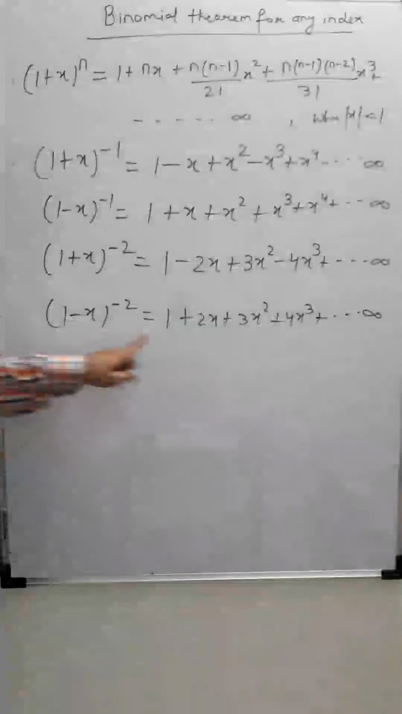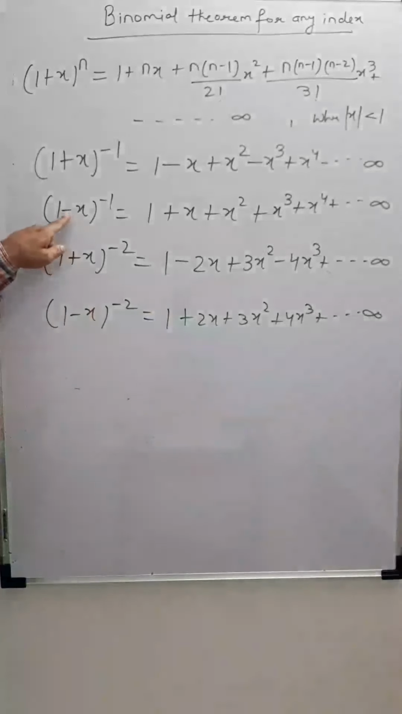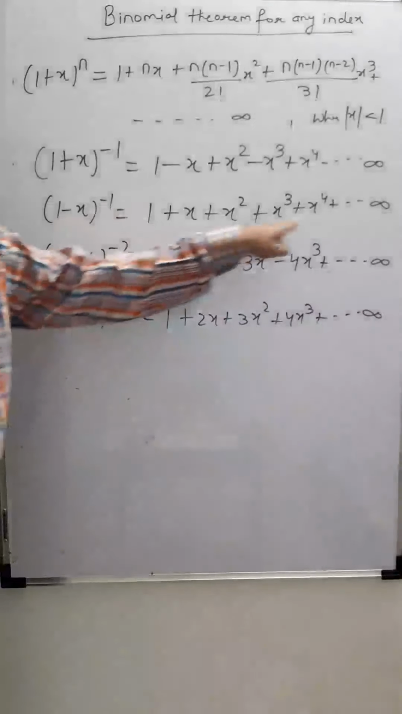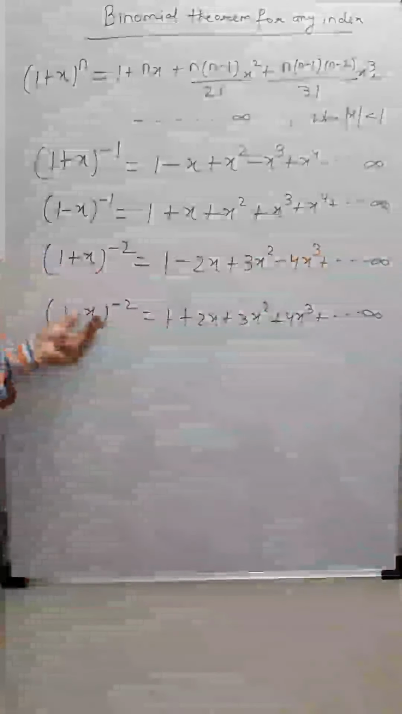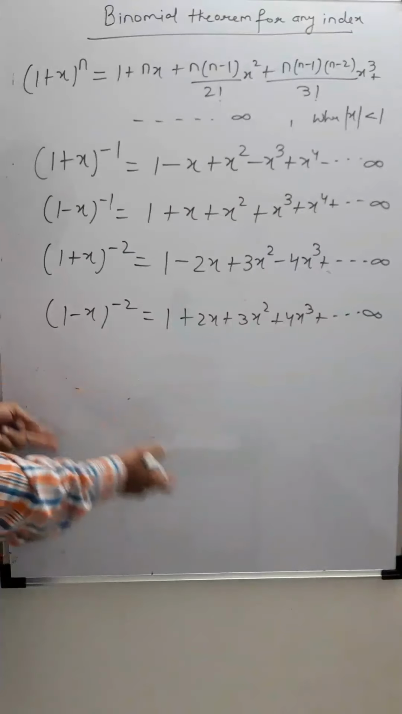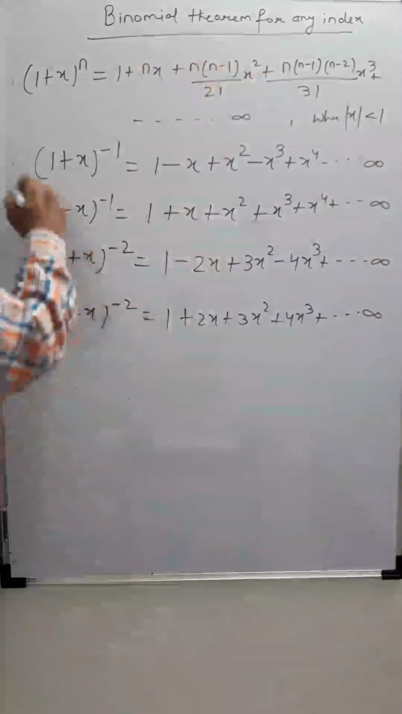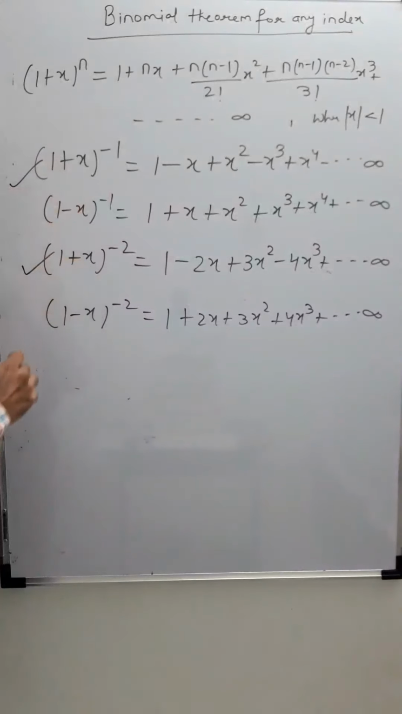Correct? In the minus case all are plus. But here it is minus and here it is minus. Look at this, minus here, all are plus. Fine? So these 4, in fact you can write (1 plus x) to the power minus 3 also, (1 minus x) to the power minus 3 also, right? With the help of this formula. So if you remember this one, you will automatically be able to write this.